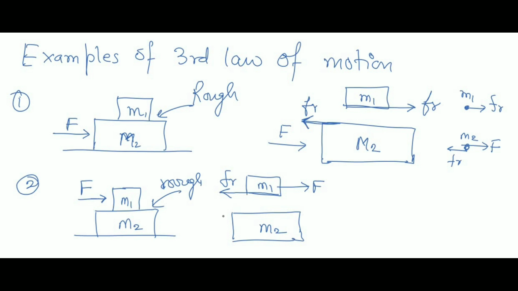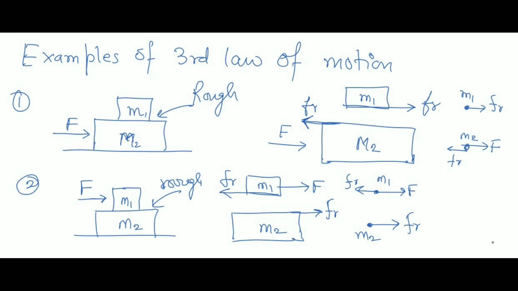Then according to Newton's third law of motion, there must be a frictional force in the forward direction at the upper surface of block M2. So on block M1, there are two forces: F acting this way and Fr acting this way. And on block M2, there is only the frictional force Fr acting. So you can see that this problem was all about the frictional forces at the contact surfaces.